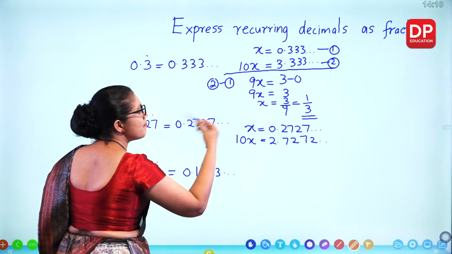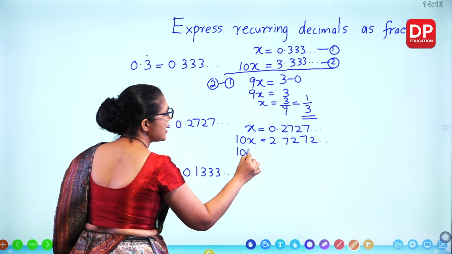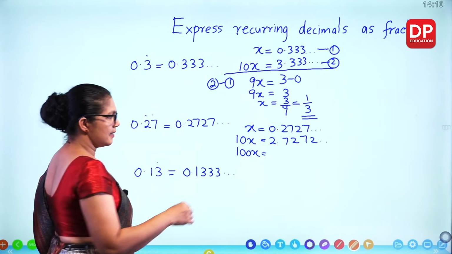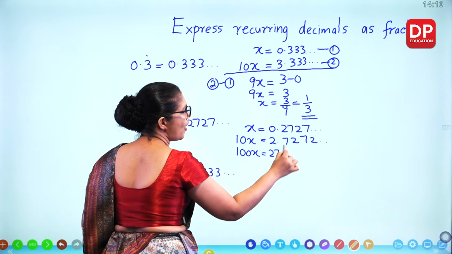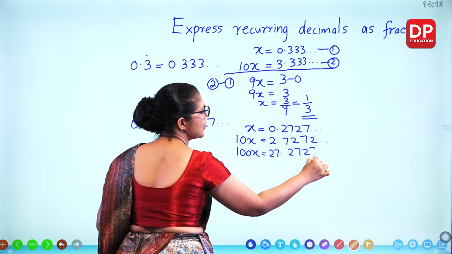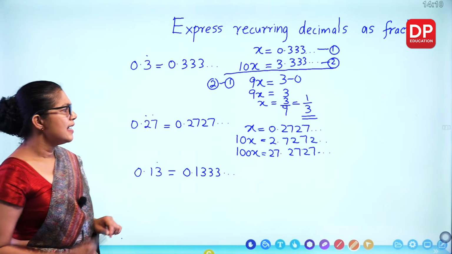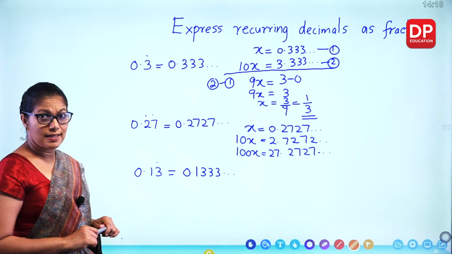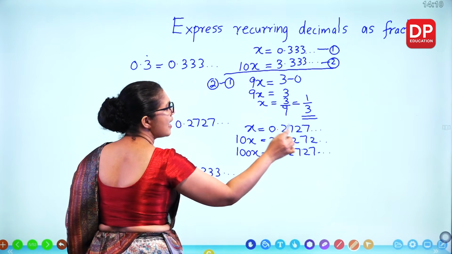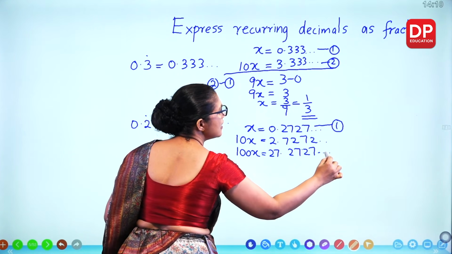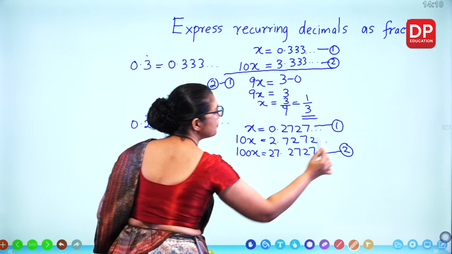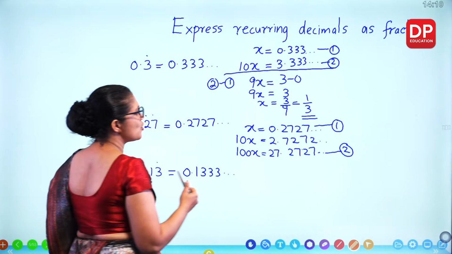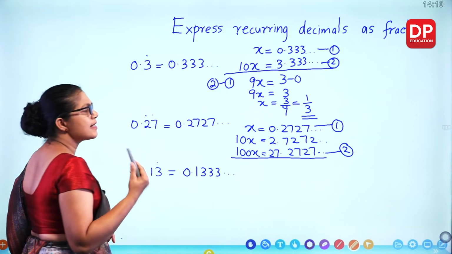That means 100. Multiply by 100, you get 100x is equal to, multiply by 100 means you shift 2 places to the right. So you get 27.2727. Now see, are we getting the same set of decimals? Here, look at first equation and this equation. You are getting the same set of decimal digits. So what we do, we take those two and subtract.